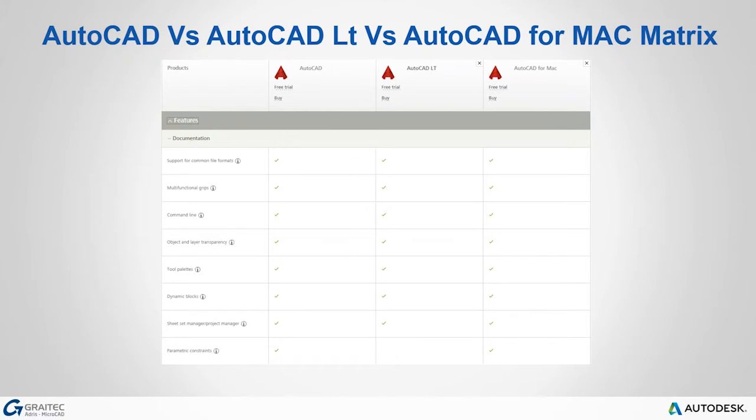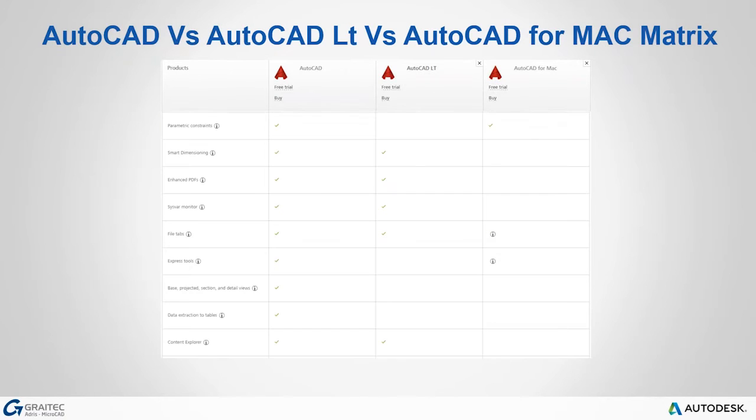Okay, they're a little bit faint. The website views have gone for this faint display of text recently. So on the face of it, all of them have support for common file formats, multifunctional grips, command line, object and layer transparency, tool palettes, dynamic blocks, sheet set manager. Those are all common. But then we start seeing some differences between AutoCAD and AutoCAD LT as we go down the list. Full AutoCAD has parametric constraints. These are very useful for offices that may also be using Inventor, because you can produce sketches in AutoCAD, put in parametric constraints, and those sketches can then be used inside Inventor, and it will maintain the parametric constraints that have been imposed by the original designer. LT doesn't have this facility.